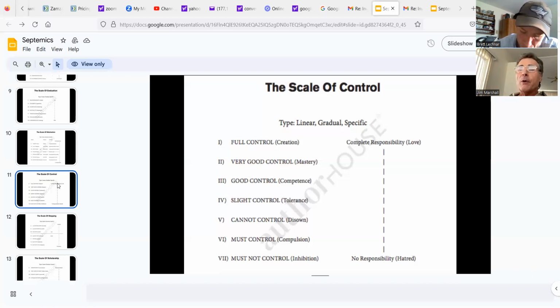You know, you hire a house painter, he does everything right, you're happy, you pay him. The man is competent. He asserted good control over your house. And up from that is very good control. And that's what we call mastery.